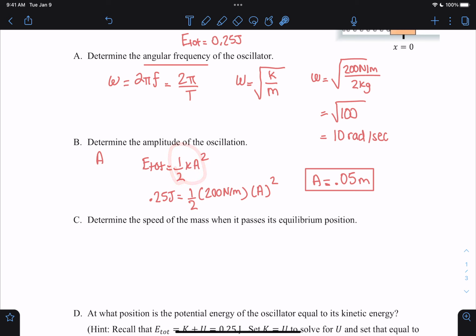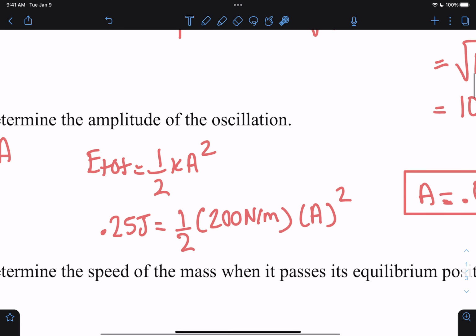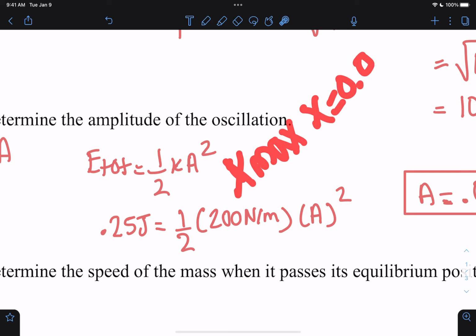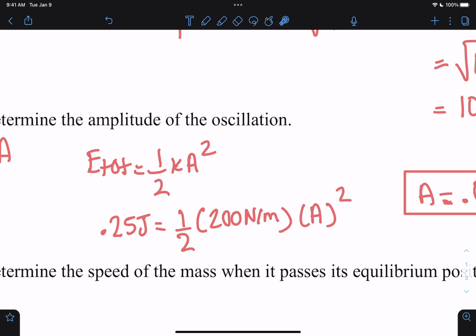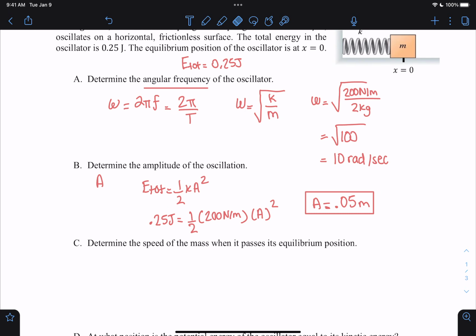And at that maximum distance, that x max, if we were to plug in x is equal to 0.05, instead of referring to it as x anymore, we're referring to it as the amplitude instead. So A is literally the same as x. It's just like the x max, basically. Does that make sense, Matthew? Okay, awesome. That makes sense for everyone else as well?